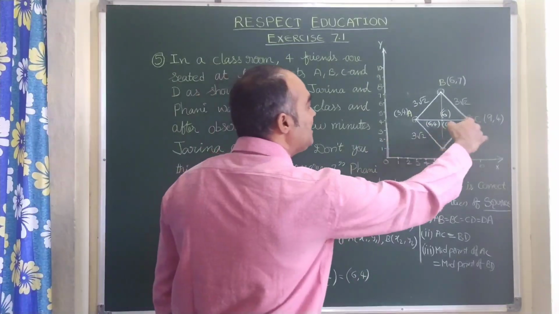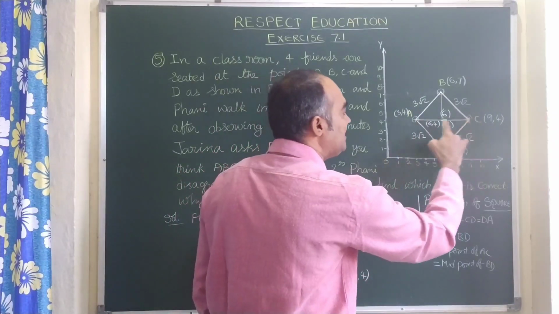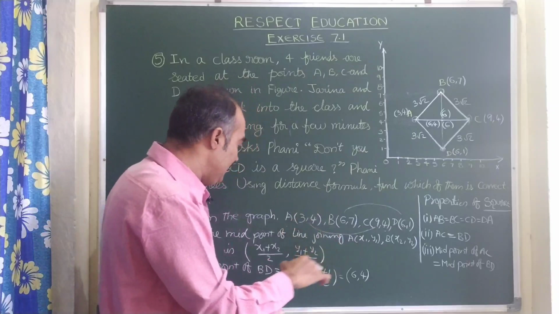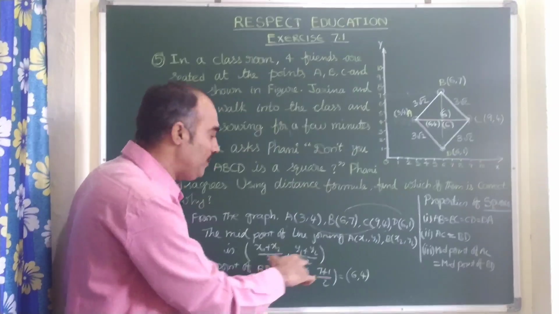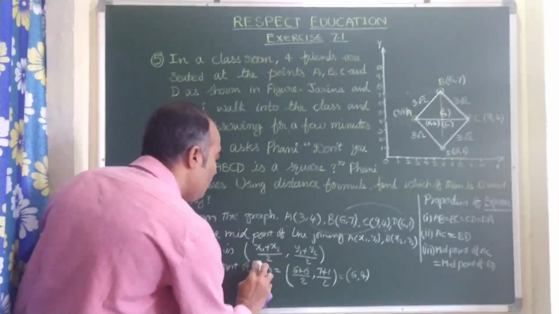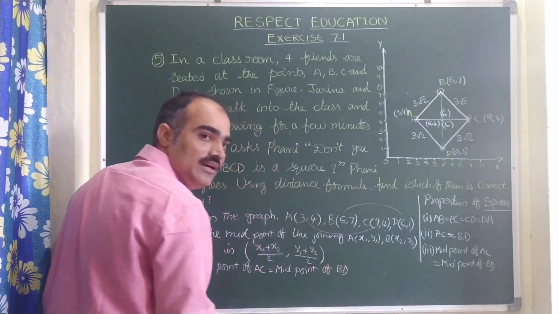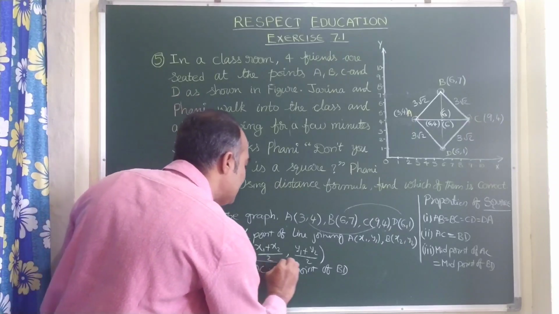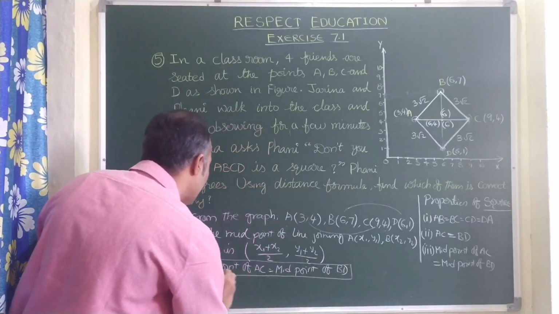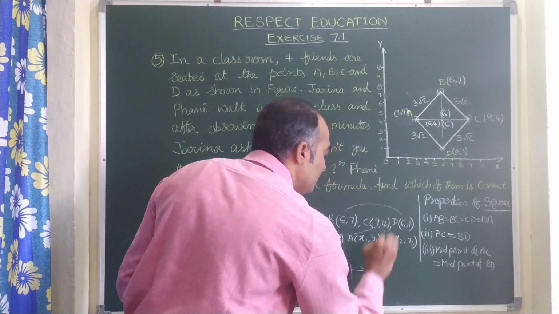Here midpoint of AC is also (6, 4). Just now we got midpoint of AC, that is (6, 4). And here we got midpoint of BD is also (6, 4). Let us take this condition as the third one.